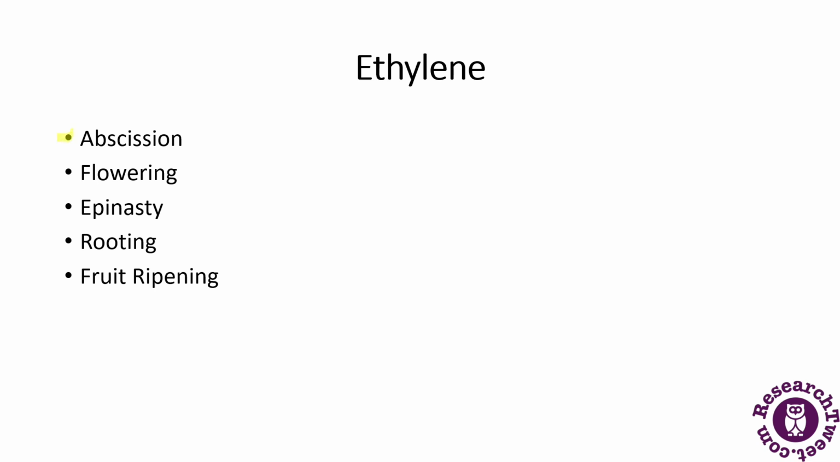Then abscission, it also plays a major role. Flowering, it plays a major role. Epinasty, rooting, and the fruit ripening. So all these are the main functions of ethylene as a plant growth regulator.